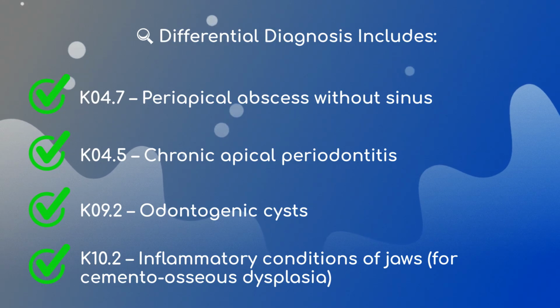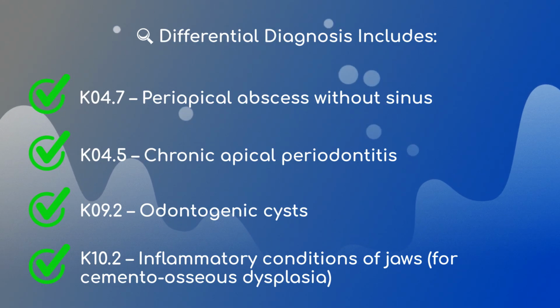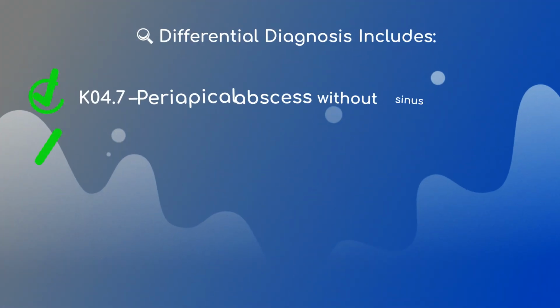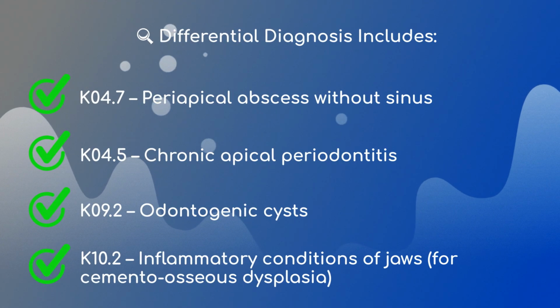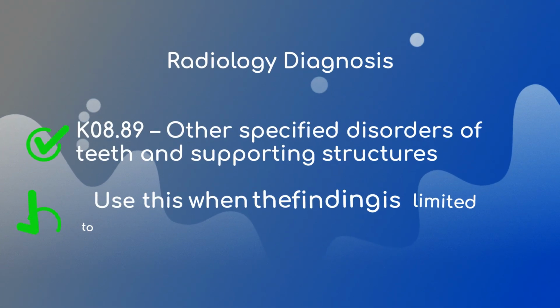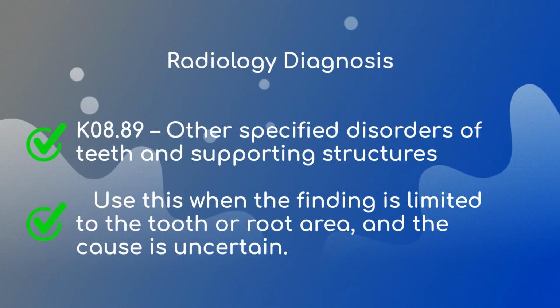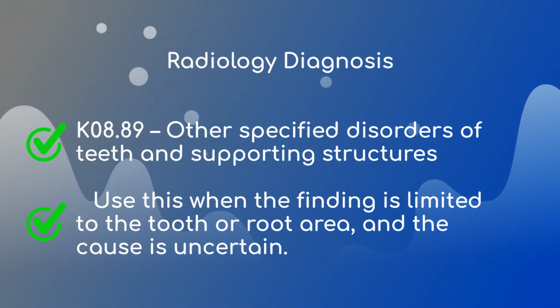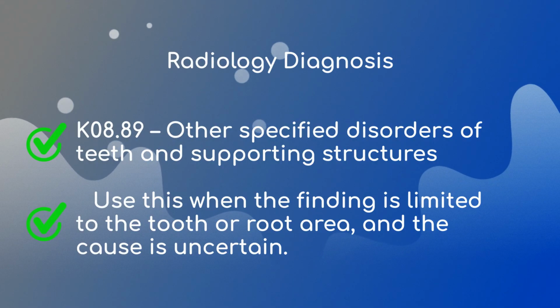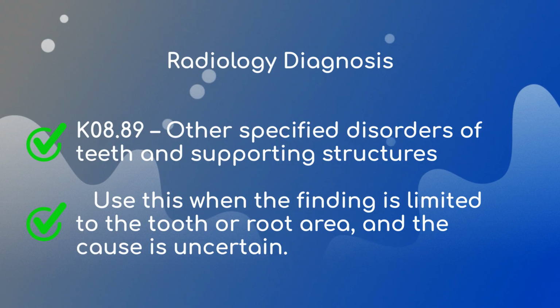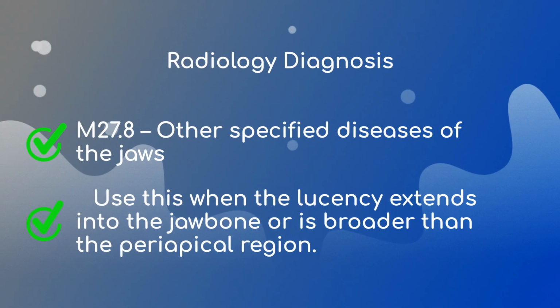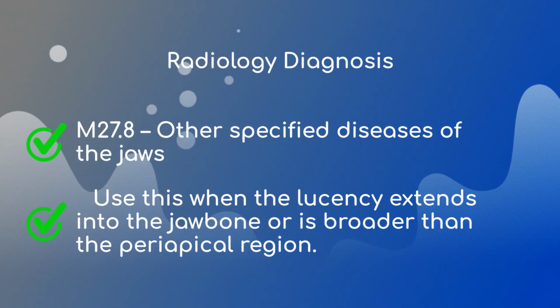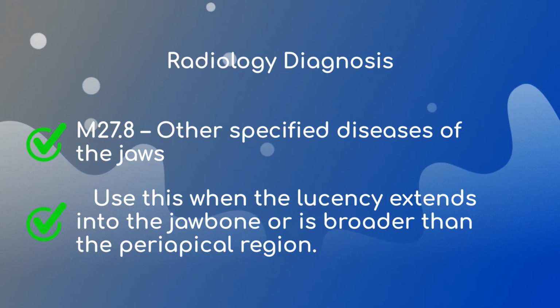Each of these conditions has distinct clinical and histological features but often appears similar on imaging, which is why accurate coding requires cautious interpretation. However, in most radiology reports, diagnosis is presumed, not confirmed, so we code conservatively using K08.89, other specified disorders of teeth and supporting structures, or M27.8, other specified diseases of the jaws. These codes accurately reflect a radiographic finding without overstepping clinical boundaries.